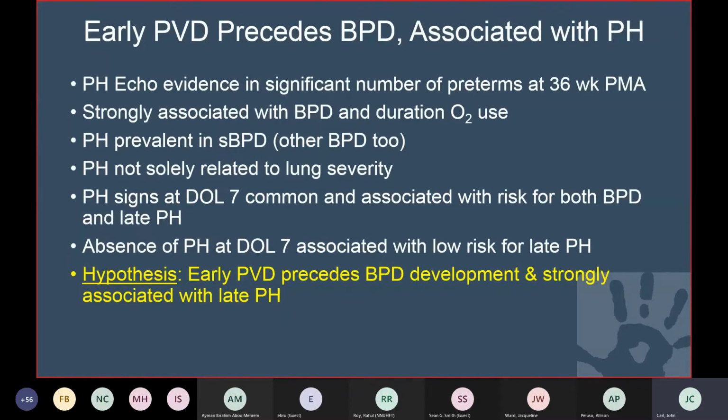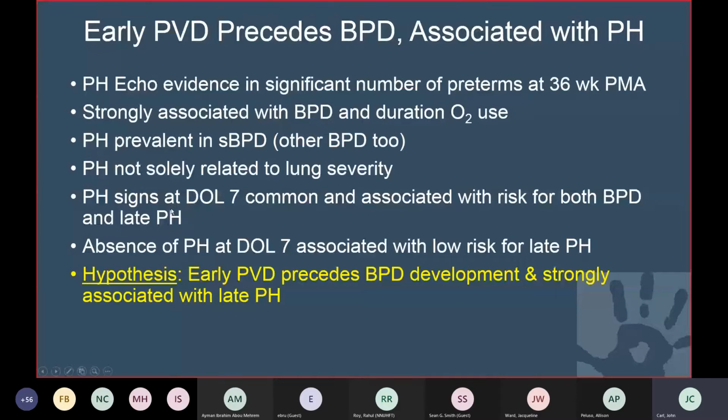So early pulmonary vascular disease precedes BPD, however, and is associated with PH development. There's echo evidence of PH in a significant number of preterms at 36 weeks post-menstrual age. And this is strongly associated with BPD and duration of oxygen use. The PH is prevalent in severe BPD as well as other milder forms of BPD, but it's not solely related to the lung severity, the BPD severity itself.